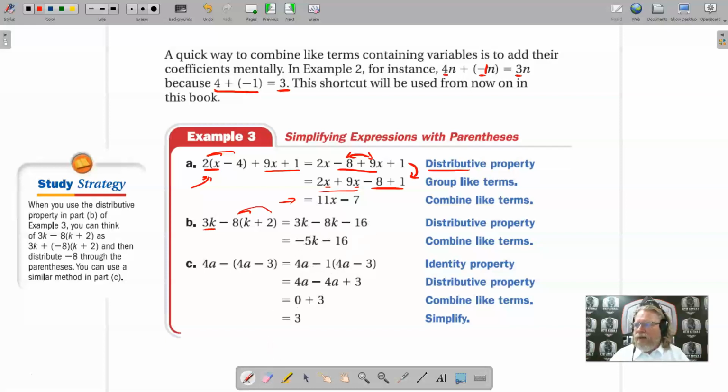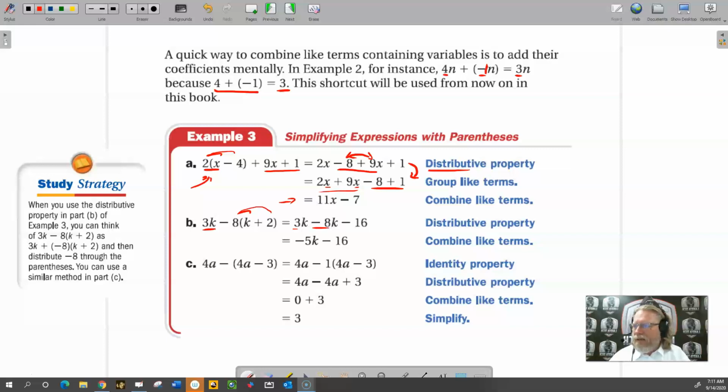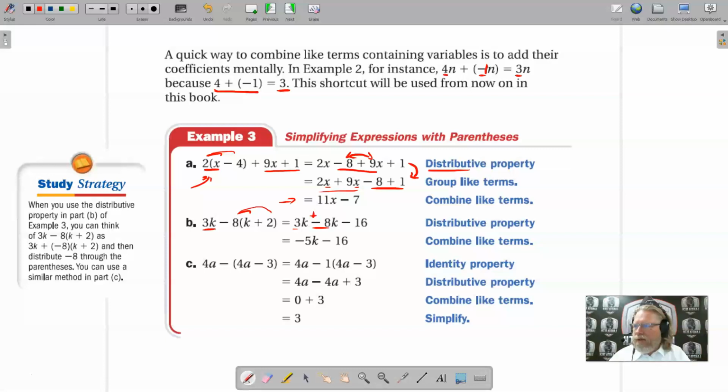Going from this next line, we can now add the 3 to the negative 8. 3 plus a negative 8 is the same as 3 minus 8. So do that little change there and you realize that this is plus a negative 8k instead of minus a positive 8k. So 3 plus negative 8 is negative 5. Negative 5 what? Well, it's in terms of k, so the k has to go along for the ride. And then we bring down the negative 16, and we end up with negative 5k minus 16.